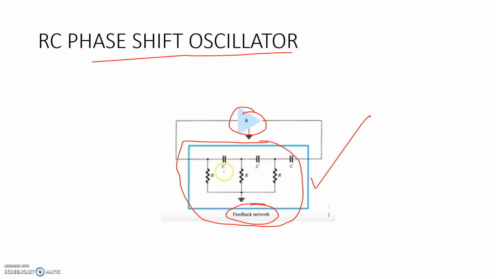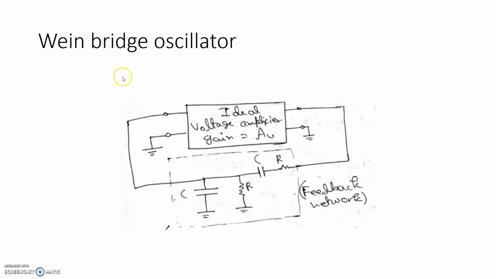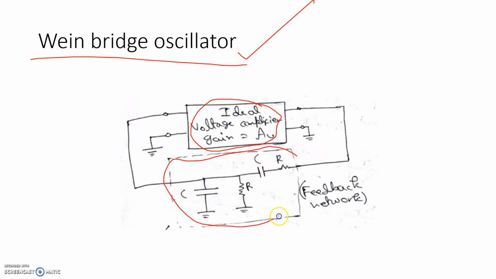So observe the feedback network only, and you can see that here we are mainly using resistors and capacitors. So in the RC phase shift oscillator, resistors and capacitors are used in the feedback network. Another RC oscillator I already discussed is Wein's bridge oscillator, and here you take the amplifier as an ideal voltage amplifier with gain AV. This was our RC feedback network, one RC series combination, then another RC parallel combination. Again here we observe that the feedback network is nothing but made up of resistor and capacitor.